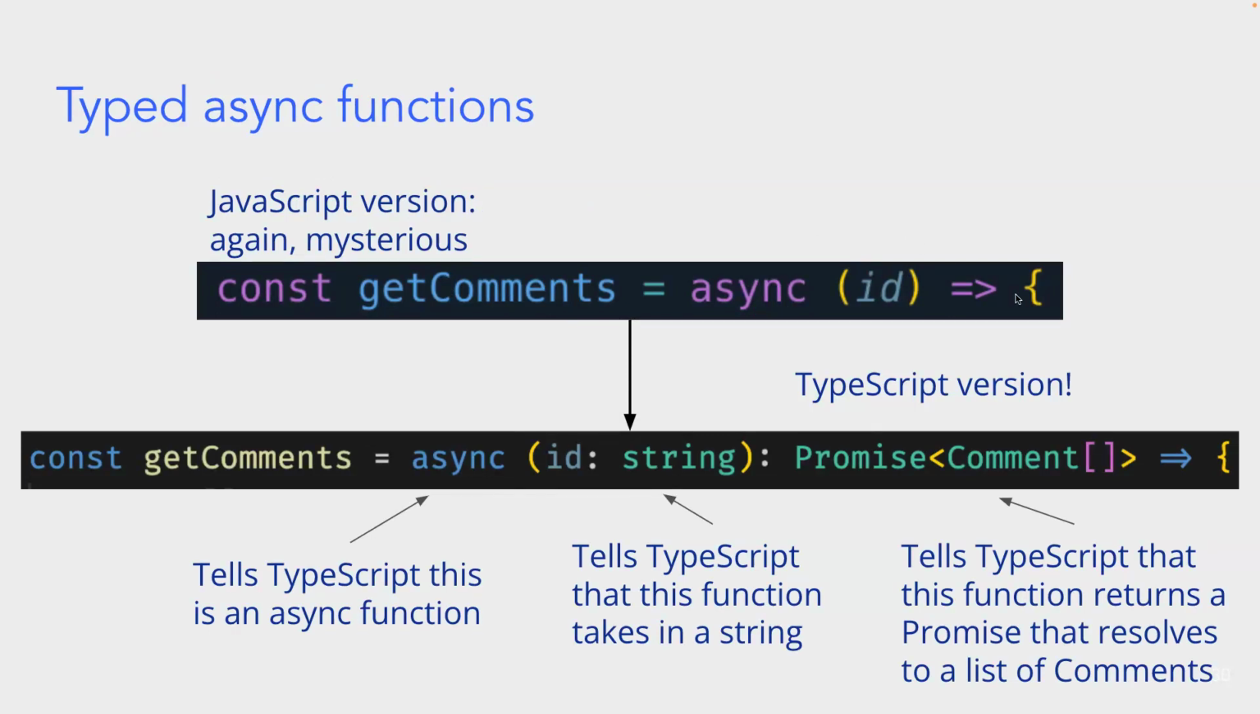So if we write this in TypeScript, we get what's on the bottom, which is an asynchronous function that takes in an ID that we know is specifically a string and returns a promise that resolves into a list of comments. So with asynchronous functions, when you have a promise return type, you can use the Promise keyword, and you also want to enclose within your Promise keyword exactly the type that the promise resolves into.